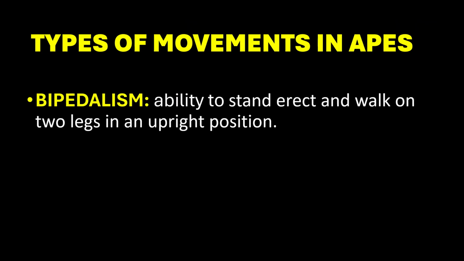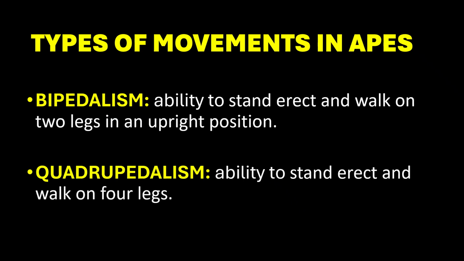So in terms of movement in apes, within the ape family, there are two types of movement. We have here bipedalism, and then we have quadrupedalism. What is bipedalism? It is the ability to stand erect and walk on two legs in an upright position. And then we have quadrupedalism. It is the ability to stand and walk on four legs.